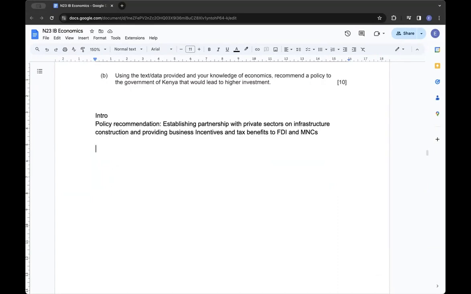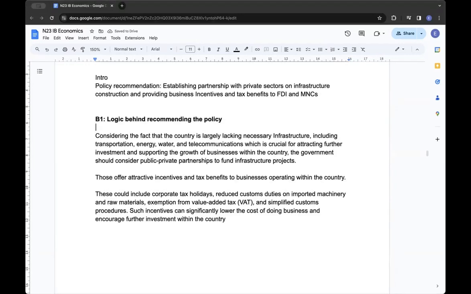My introduction is going to briefly introduce the country's economic state. Next, I'm going to present my policy recommendation, which is providing business incentives and tax benefits to FDI and MNCs. First, I should explain the reason why I recommend this policy. Let me start with the very reason why the country's investment is falling in the first place.